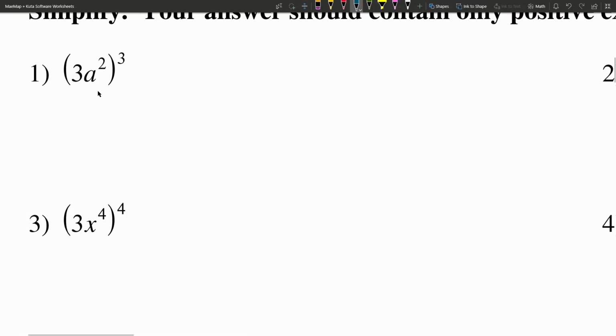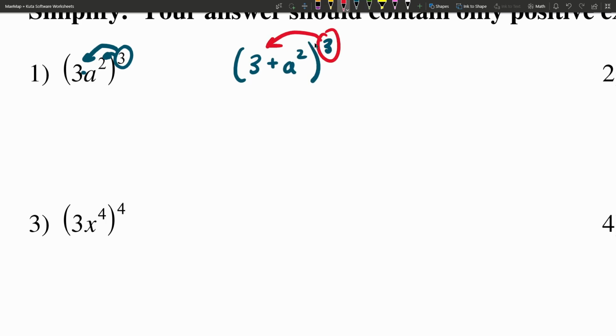For number 1, we have 3a squared. That entire quantity, because it's within parentheses, we're going to be cubing, or raising that entire quantity to a power of 3. It means that this power of 3 is going to be applied to everything within these parentheses. And because it's multiplication, we're just going to distribute straight on through. If we had addition, for example, if we had 3 plus a squared, cubed, we cannot distribute this exponent through to each because these terms are added.